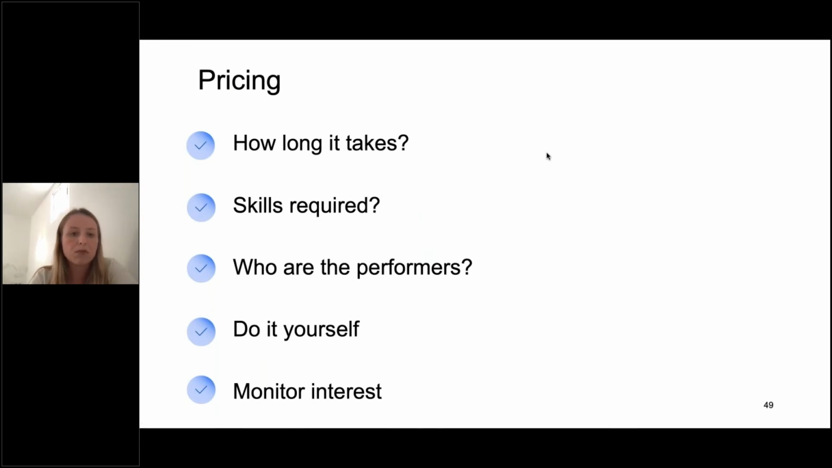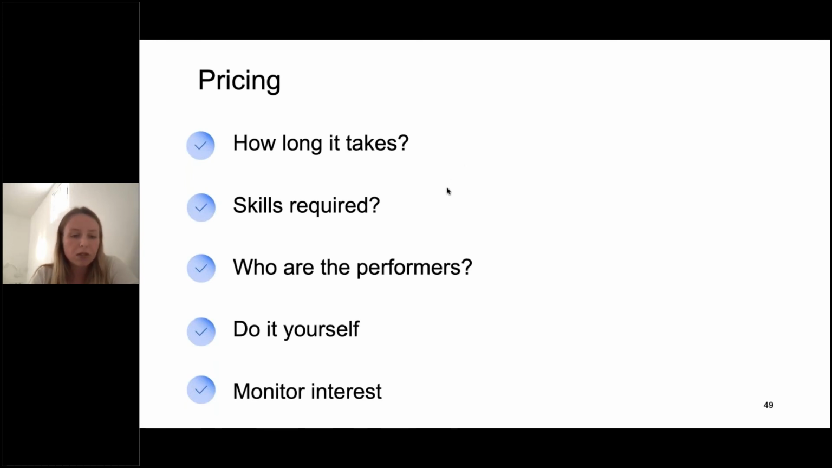So I prepared some questions here that you should ask yourself when deciding on the price. You should first check how long it takes to complete the task. So again, something should not be priced the same. If it takes 10 seconds, it should not be priced the same as something that takes maybe half a minute.